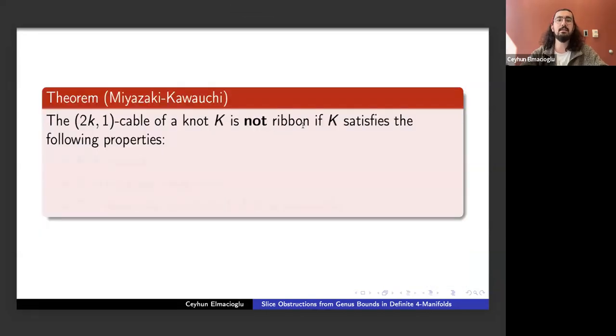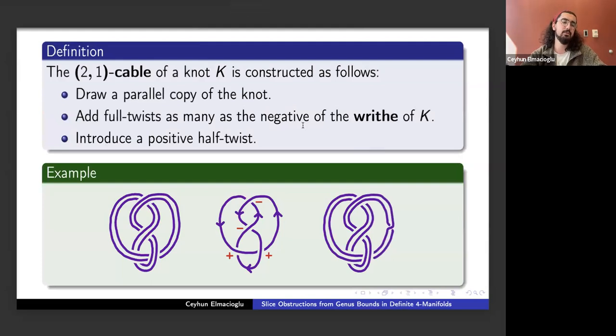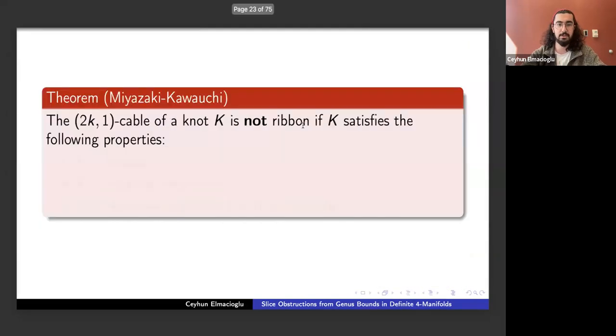And the idea is these knots will be able to tell us something about the slice-ribbon conjecture. So a theorem of Miyazaki and Kawachi tells us that the 2k,1 cable, which is just a generalization of the definition I gave for 2,1 cables to the 2k case, of a knot K is not ribbon if K satisfies the following properties. It's important that we are obstructing ribbonness here and we are not mentioning sliceness in any way.